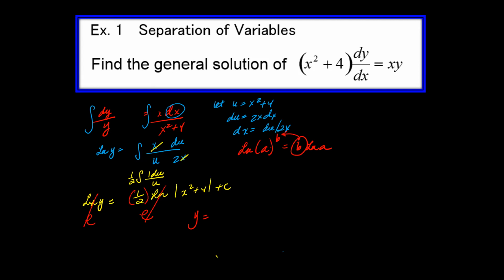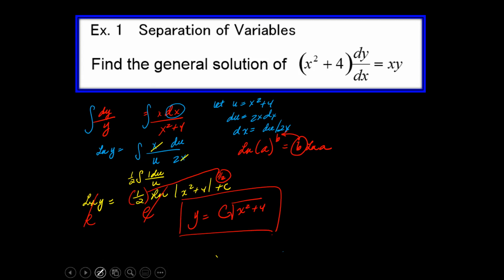So before I do the e yet, I want to make sure I get rid of that pesky little thing here. So I'm going to put this up here as a 1/2. Then when I apply the e, this cancels. y is equal to the square root of x squared plus 4 because of the 1/2. And remember that c, you just put in front of that.